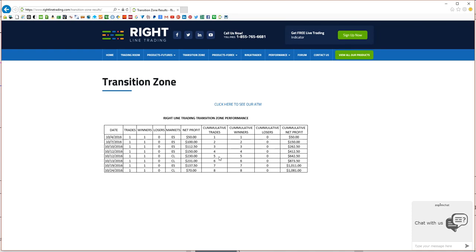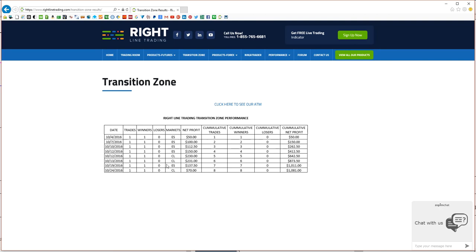And here they are. We had a trade on 10.4. On the ES, it made 50. On 10.7, it made 100. On 10.10, we made 112.50. On 10.12, we had 2 trades. One on the ES for 150 and one on crude that made 230.